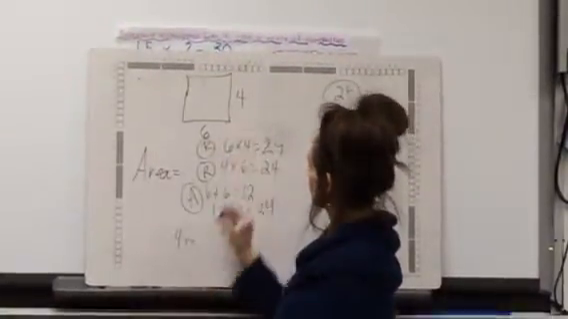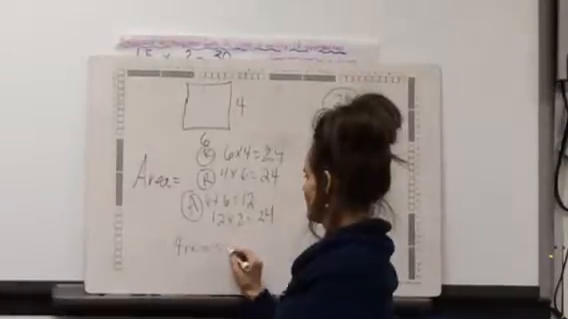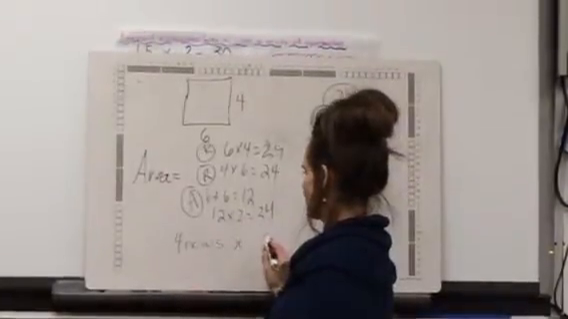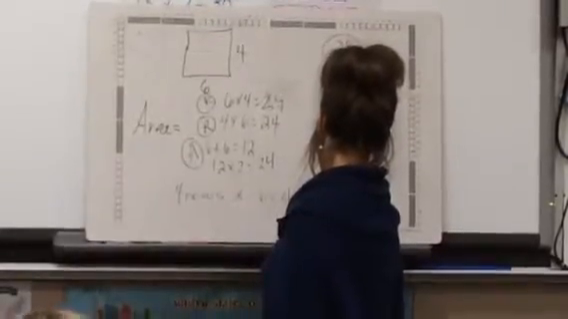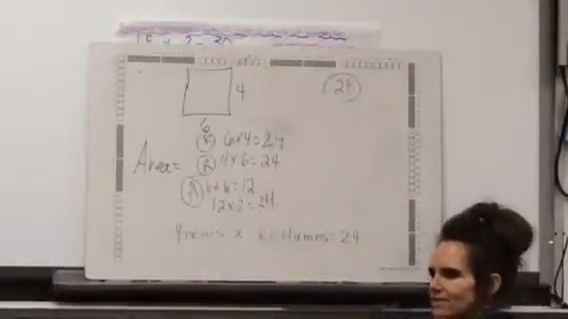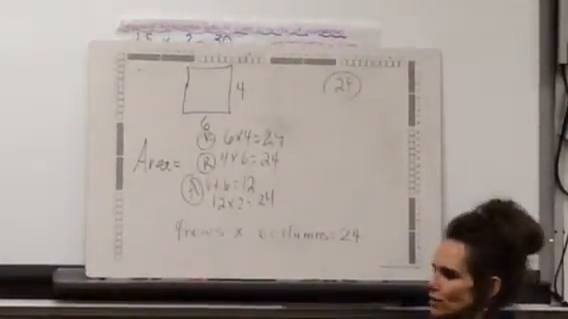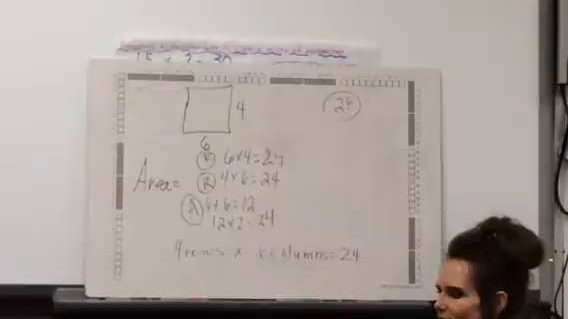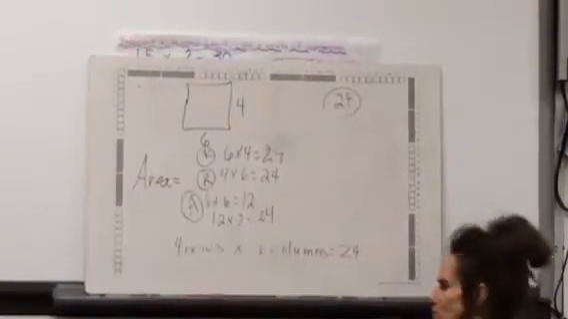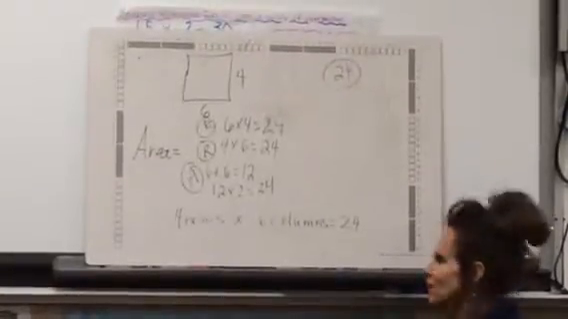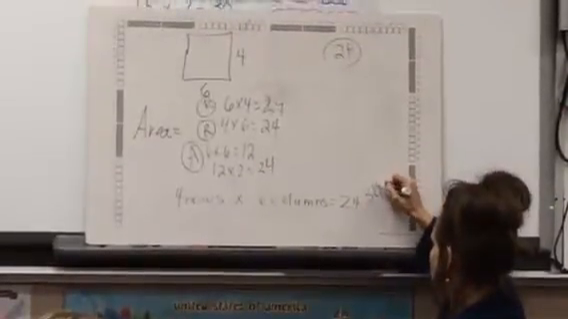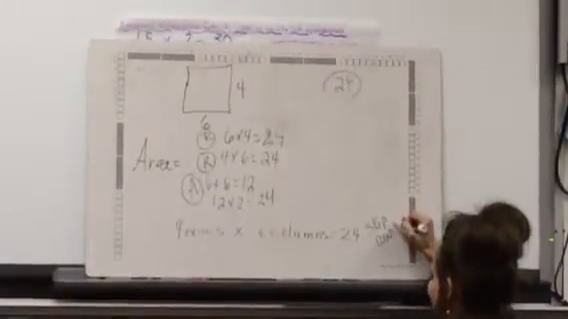4 rows. Okay. Times 6 columns equals 24. Did you have to use count bys to do that, or your fingers? I did my fingers. Okay, you used your fingers, so you're kind of doing count bys, or would you call that skip counting more? Skip counting. Yeah, I would call that more skip counting. So that was a skip counting strategy.